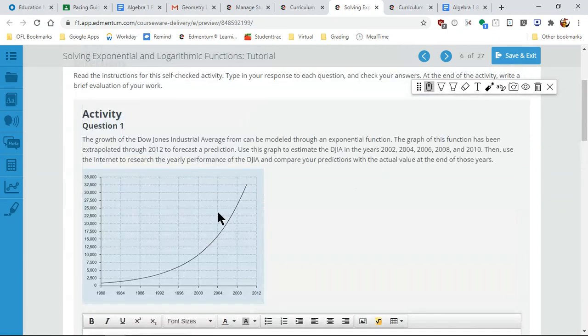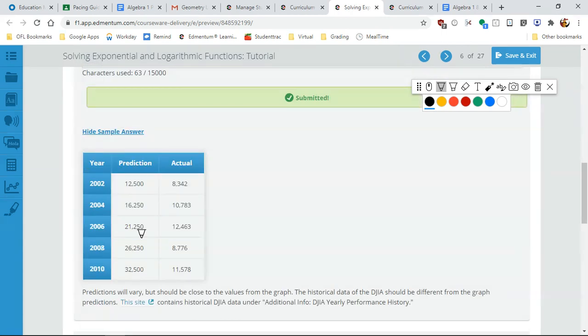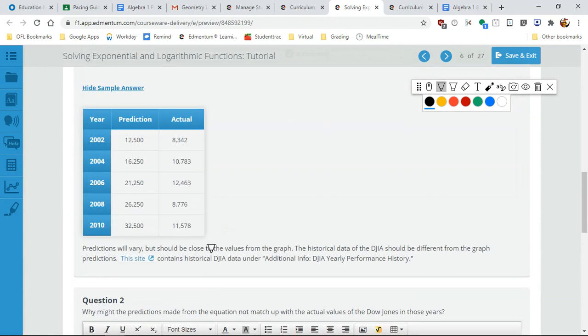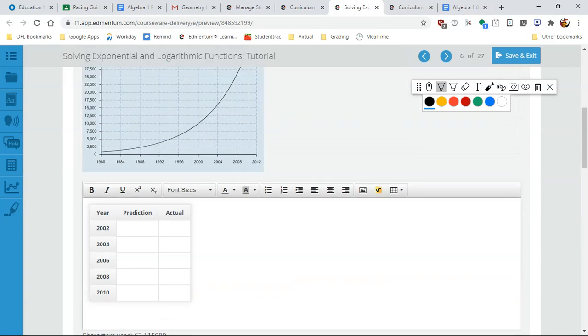So what we're going to do here is the rate of change. They're talking about the prediction, actual here. Oh, I see what they're doing. We're going to get into that 2012 later. So what they want us to do here is our prediction is going to be following this graph. So they're saying that the stock market goes up exponentially. So what we're going to do is when we go to 2002, we're going to go over here.